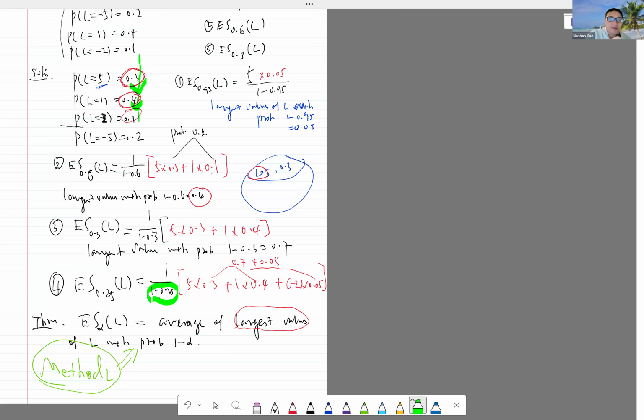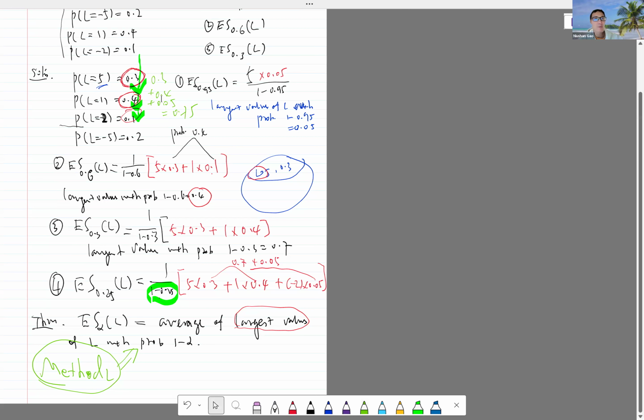Not enough. You need 0.75. So you need to take some more. So this is pretty much 0.3 plus 0.4 plus 0.05. This gave you 0.75, right? So that means for the entire L equals 5, take it. For the entire L equals 1, the value 1, take it. Now for the largest value -2, you cannot take all of it. If you take all of it, the probability will be 0.3 plus 0.4 plus 0.1. That will be 0.8. That's too large for us.